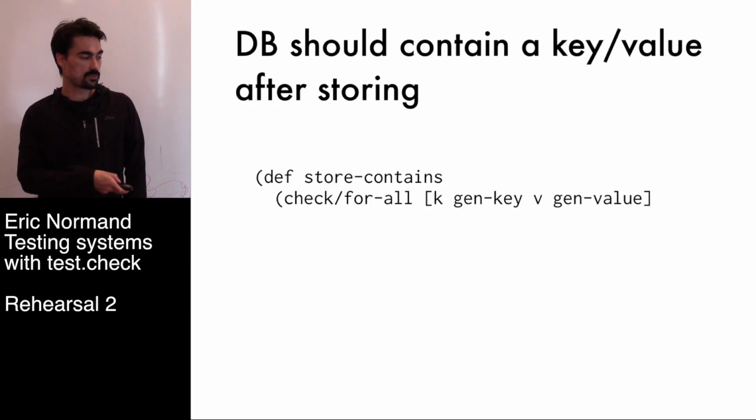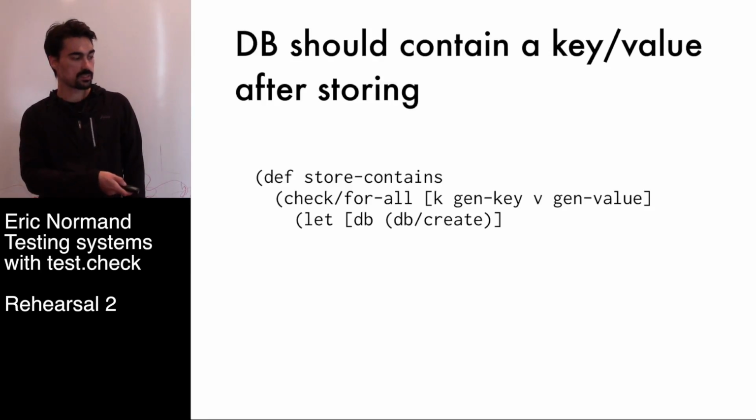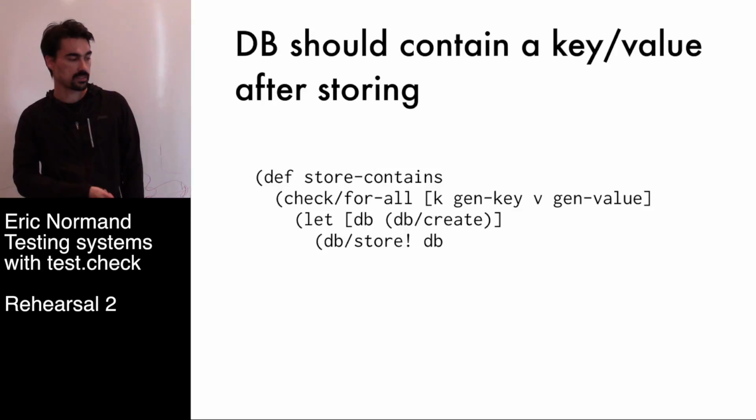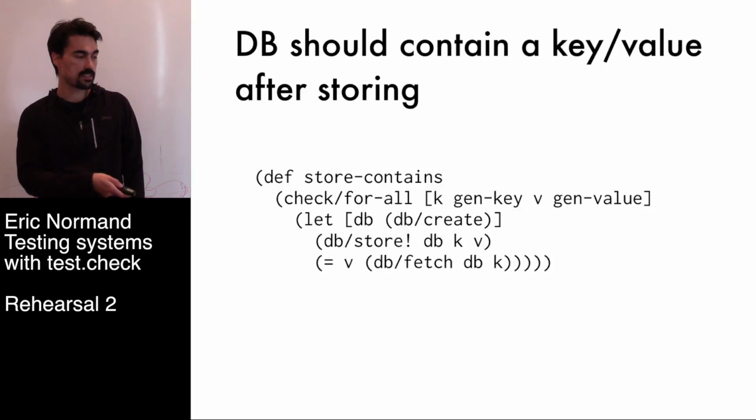So we're defining store contains, it's a property. for all returns a property. So check, that's the test.check namespace. So for all k and v, which are a key and a value, so we're going to be generating random keys and values. So for all k and v, we'll just do this expression. So we're going to create a database, just like before. We're going to store k and v, and then we're going to fetch the value for k, and compare it to v. That's it. That's our property.